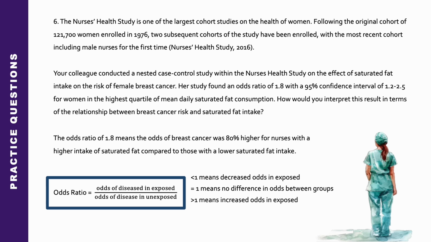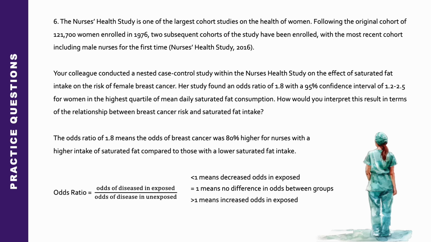Remember that an odds ratio is the odds of getting a disease for someone who is exposed relative to the odds of the disease in someone who is not exposed. The odds ratio of 1.8 means the odds of breast cancer was 80% higher for nurses with a higher intake of saturated fat compared to those with a lower saturated fat intake.